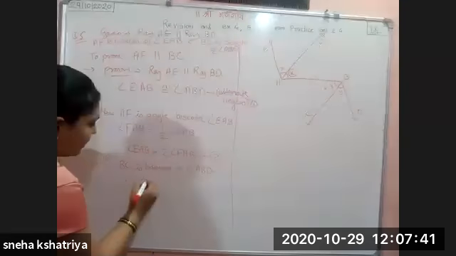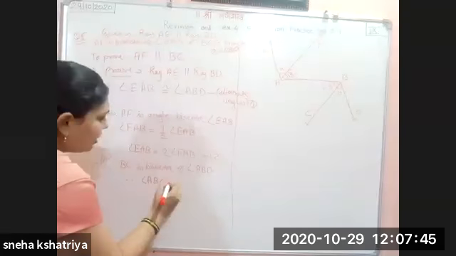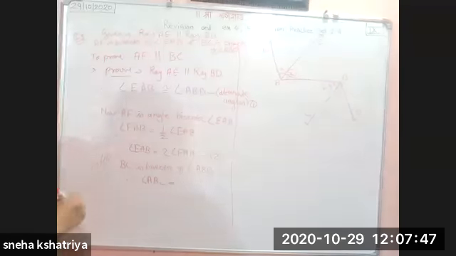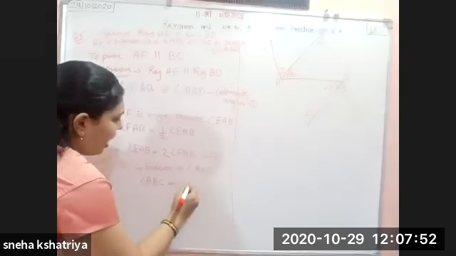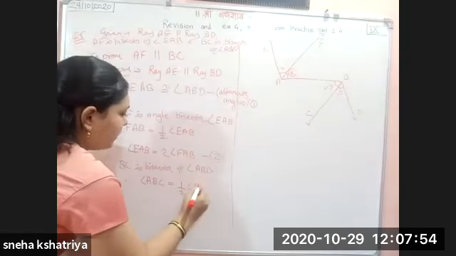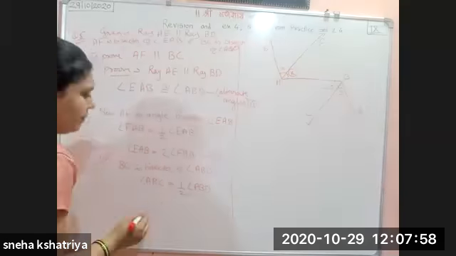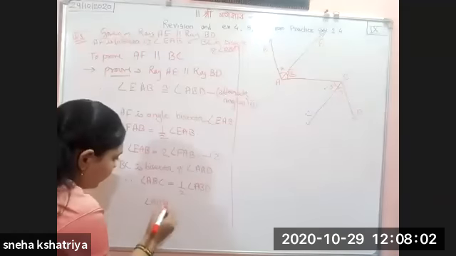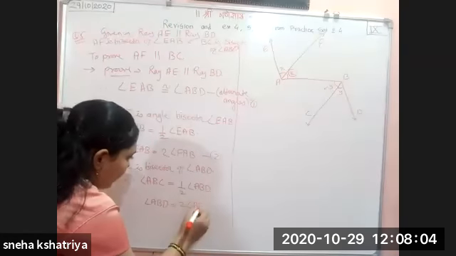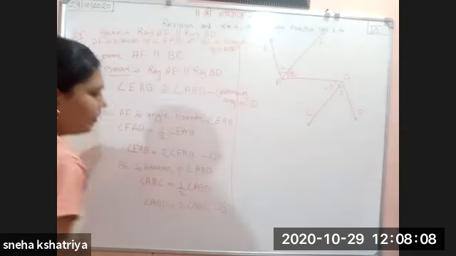So write down like this: angle ABC is equal to half of angle ABD. Again we have ABD. Therefore, find the value of ABD. Angle ABD is equal to twice angle ABC. See here, equation number 3.